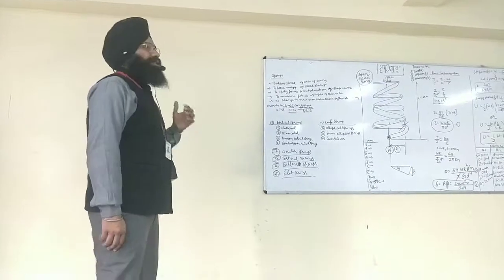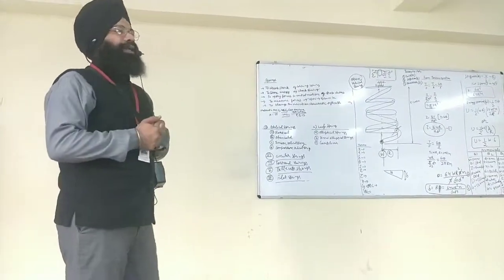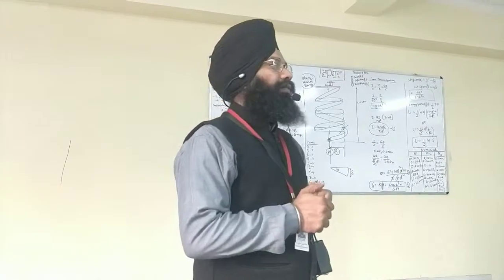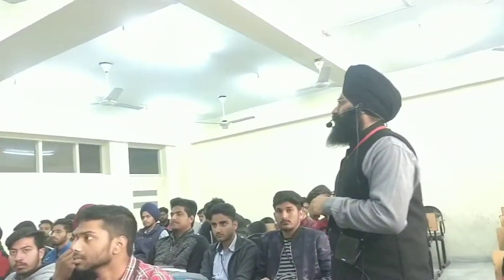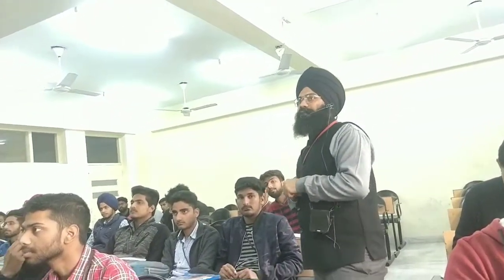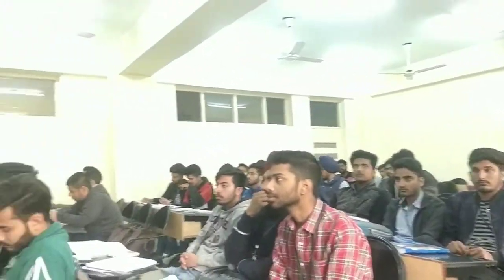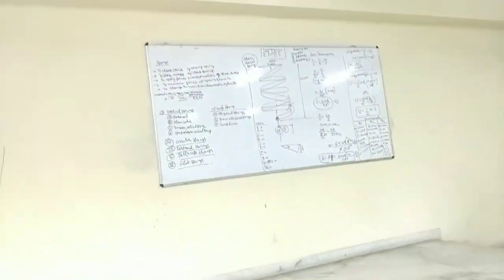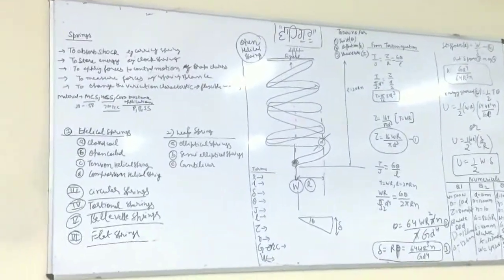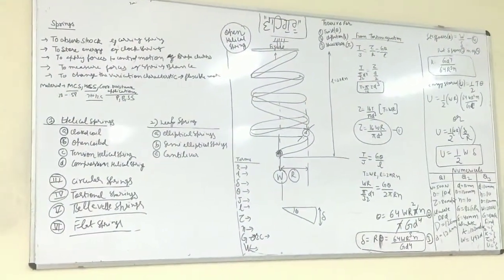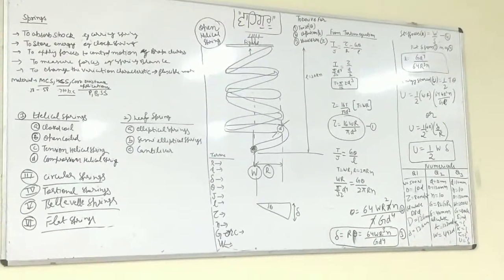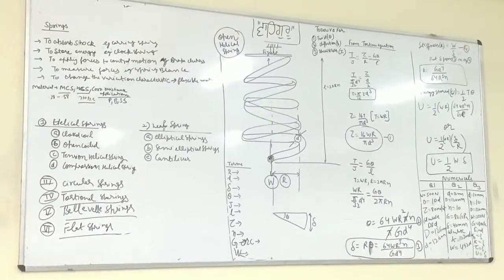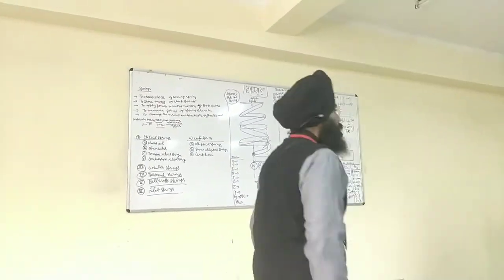So springs are basically used for 5 applications. Let us discuss them one by one. First is shock absorbing, as in the carriage spring. Next is to store energy, for example in clock springs. Third is to apply forces to control motion, as we do in brakes and clutches. Next is to measure forces, as in spring balances. Next is to change the vibration characteristics, as in flexible mounts.